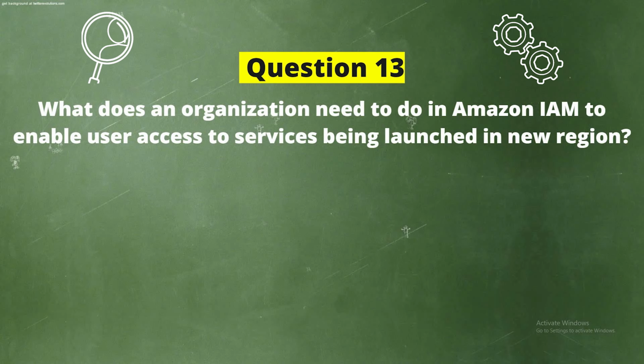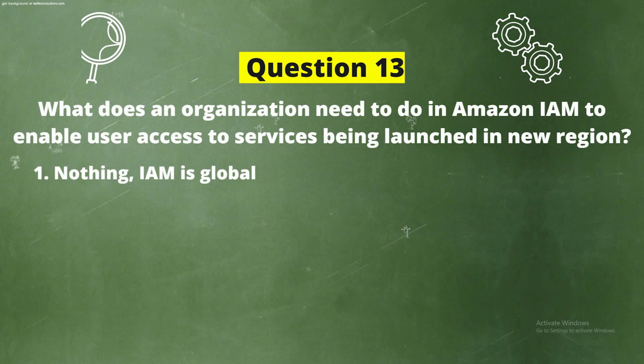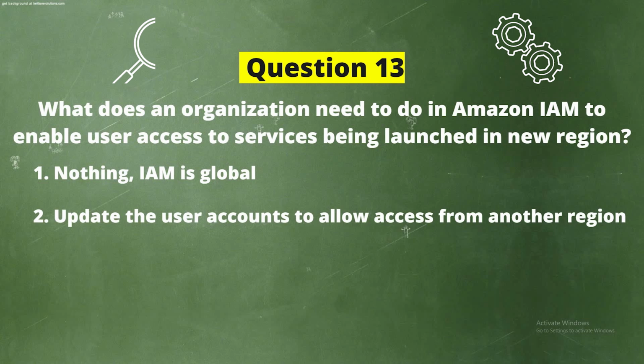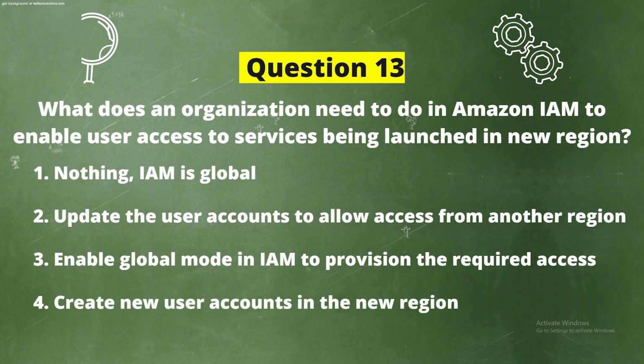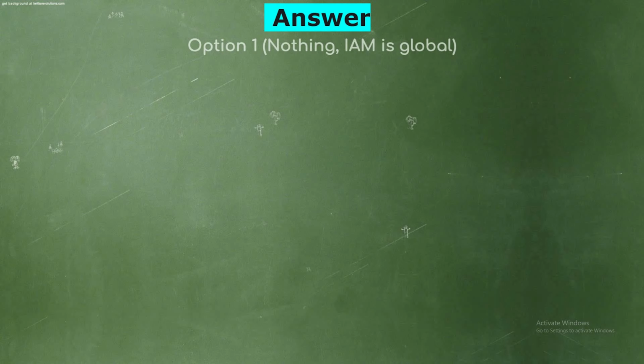Question 13. What does an organization need to do in Amazon IAM to enable user access to services being launched in a new region? Now, the options are: Option 1. Nothing. IAM is global. Option 2. Update the user accounts to allow access from another region. Option 3. Enable a global mode in IAM to provision the required access. Option 4. Create new user accounts in the new region. And the correct answer is Option 1.